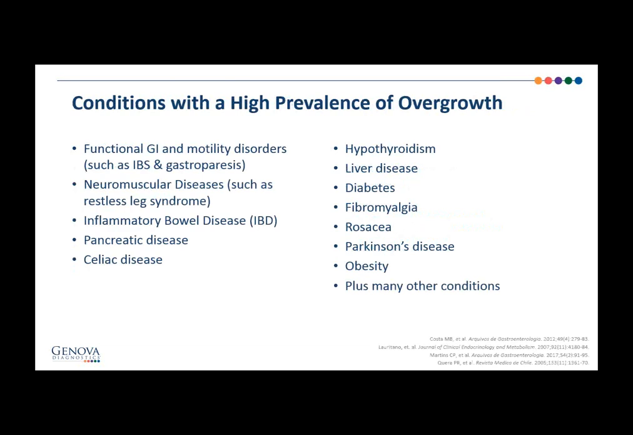Some conditions have a high prevalence of bacterial overgrowth, and there are many of them. When we think about the GI tract, there's IBS, gastroparesis, and other motility disorders. Outside the GI tract, it can be prevalent in things like restless leg syndrome, hypothyroidism, diabetes, and obesity. All these conditions are associated with a high prevalence of overgrowth.